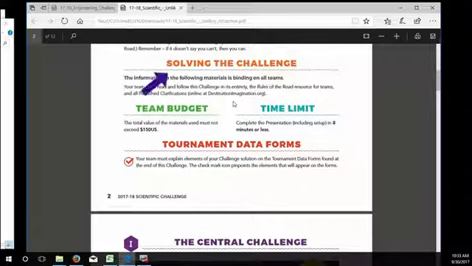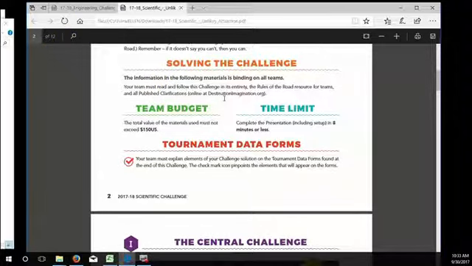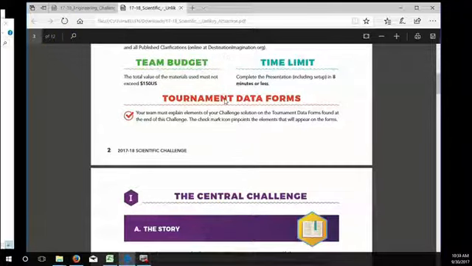Then solving the challenge, the materials you need to look at to solve the challenge. And then the team budget is next. Team budget is very important. You have that in every challenge except the improv challenge treasure. It tells you what the total is that you can spend on your challenge solution.